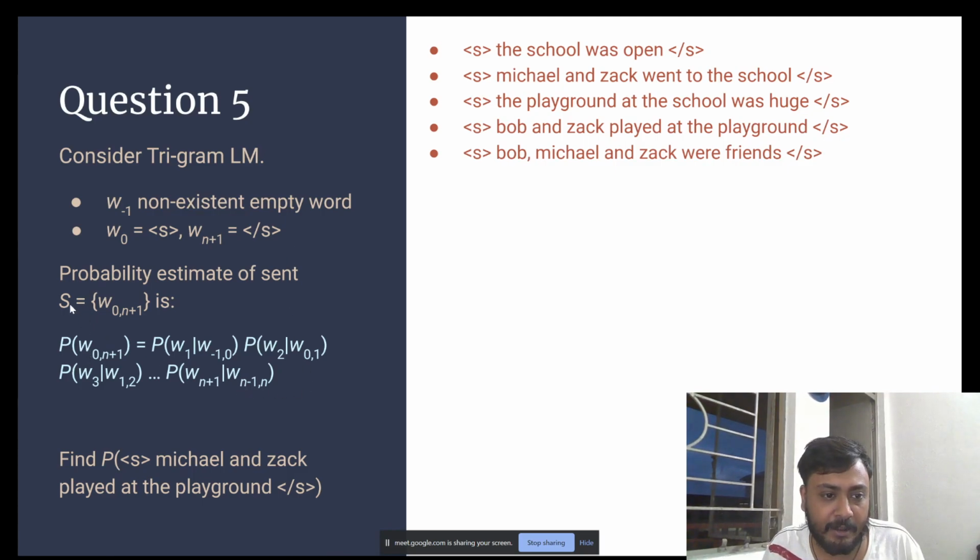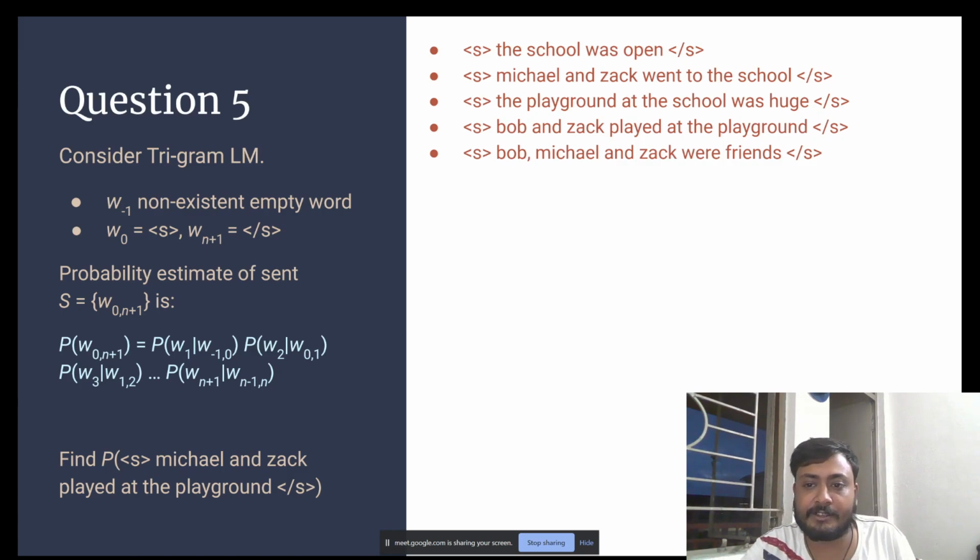So the probability of the entire sentence is given in this way. We go from W1 to Wn plus 1 and we condition it based on the previous two tokens. Given all this, you are asked to find the probability of this sentence S, where the sentence S is Michael and Zach played at the playground. So this is the sentence and this is the corpus. Each individual probability you will calculate from this corpus and then put in to calculate this final probability which they have asked you. How to do that?